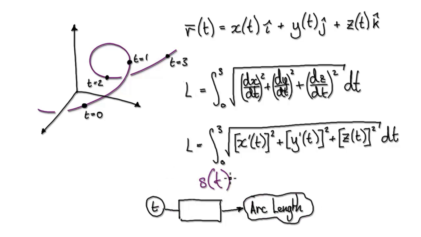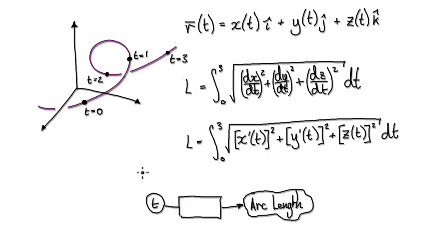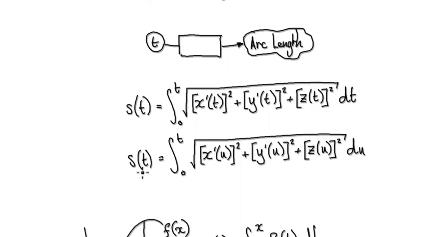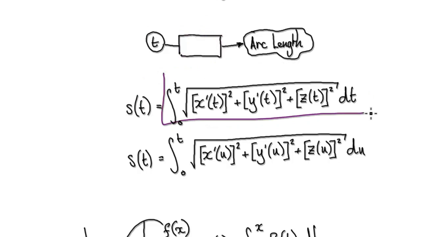So we can create a function where you insert a time, and it will work out the distance traveled. We normally use s for distance traveled, the length along the path. So we can create this sort of machine, this function where if you insert a time, it will give you the arc length, which is given by this. But the thing is, we can't leave it as it is.